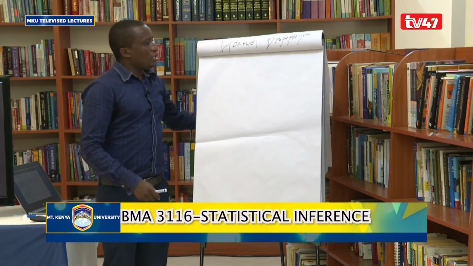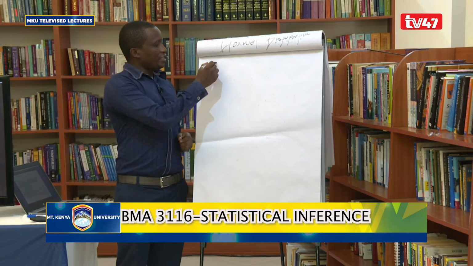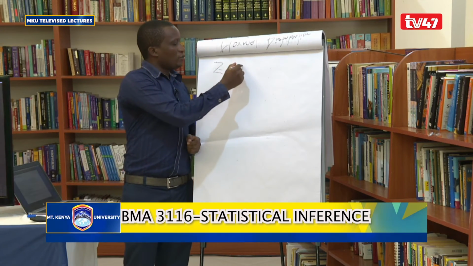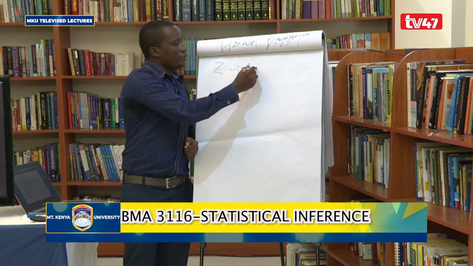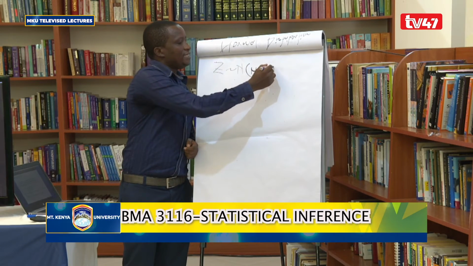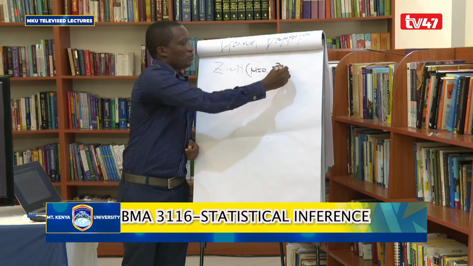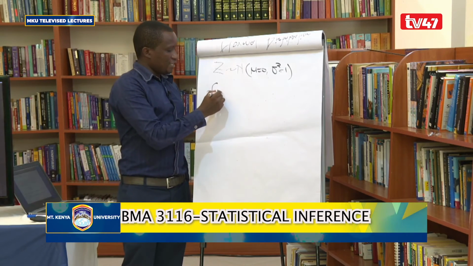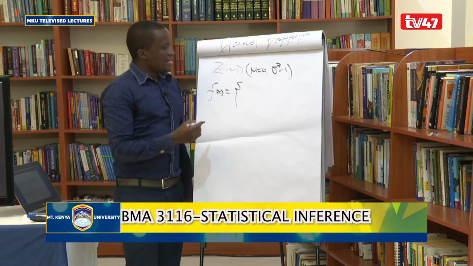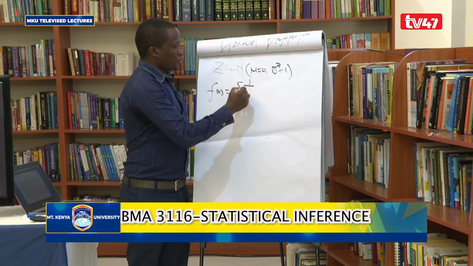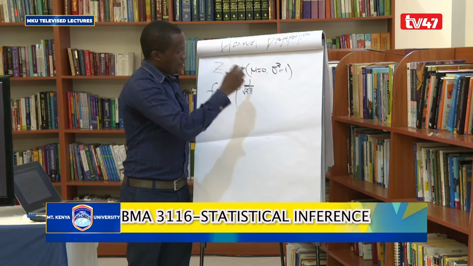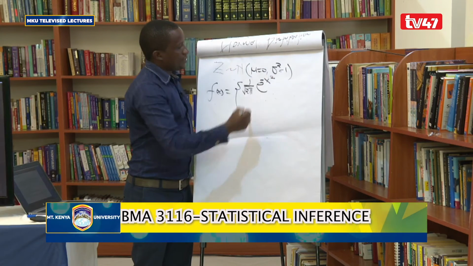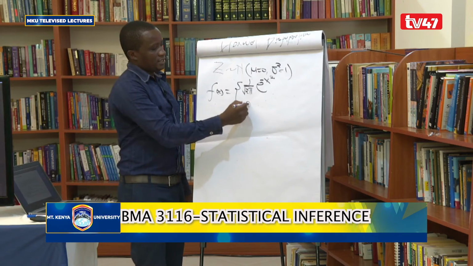A standard normal distribution, if z follows a standard normal distribution, then we say that it follows a normal with mu equal to 0 and variance equal to 1. So such a distribution has the expression f of x as 1 over root 2 pi, then exponential of negative x squared over 2, and it's 0 elsewhere.